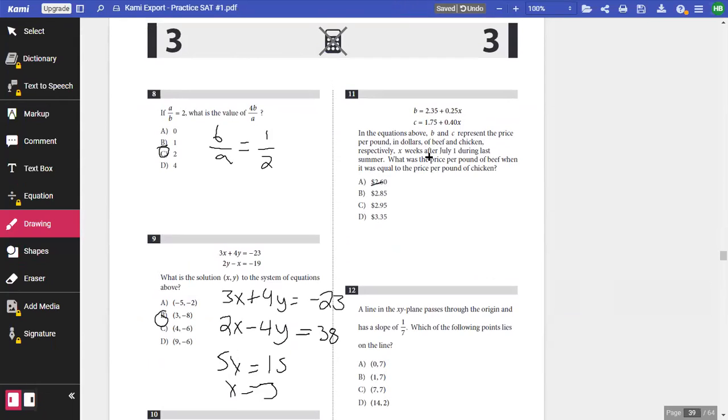Here we want the price when it is equal to the price of the pound of chicken. So we set the price as equal. And we can solve for x. We get x equals 4 when we solve that multi-step equation. And then x was the weeks, so we still have to plug in x to one of the top equations.